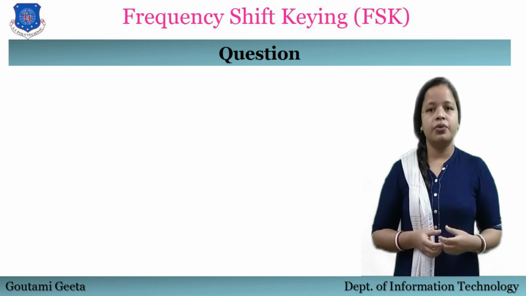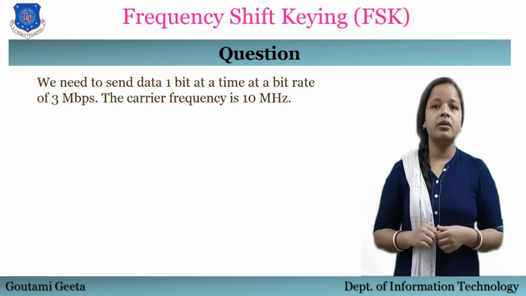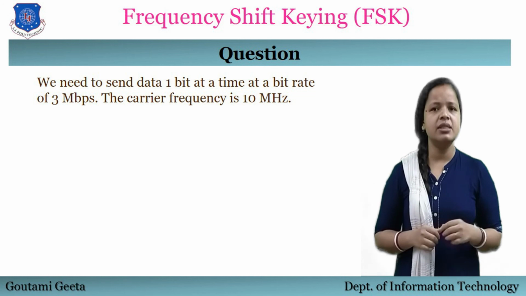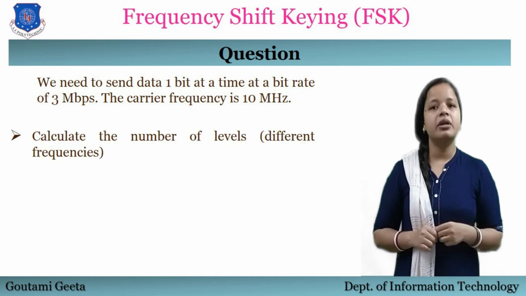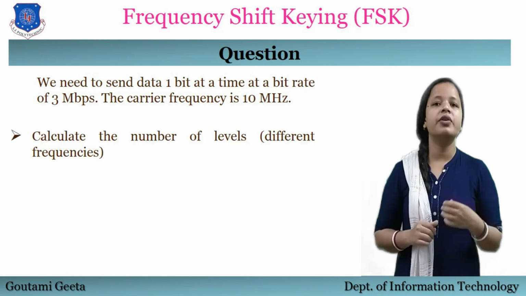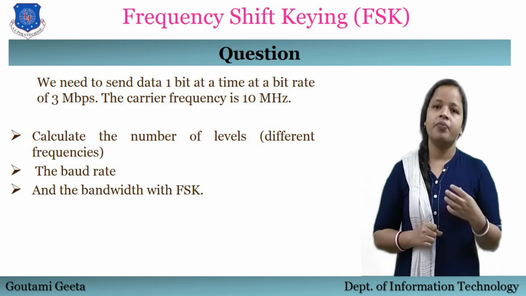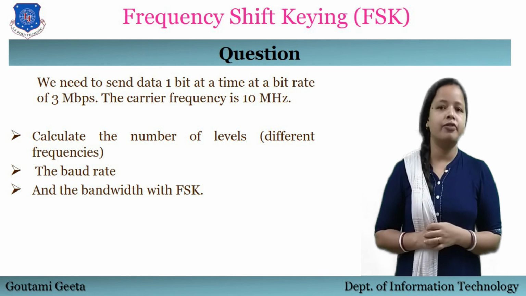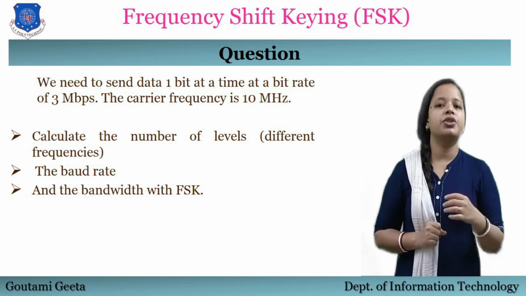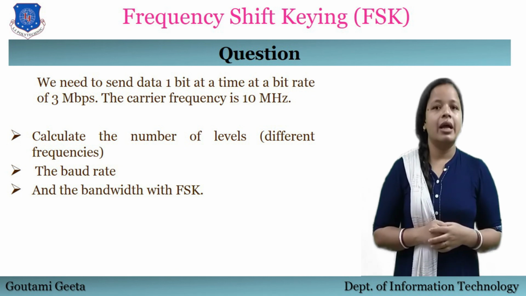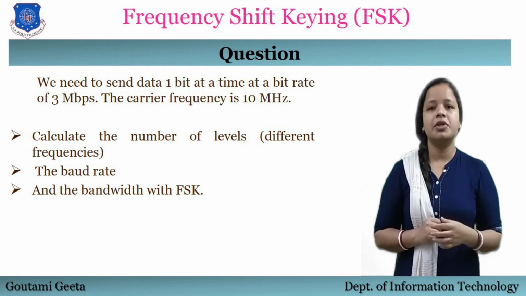Lastly, a question for you all. We need to send data 1 bit at a time at a bit rate of 3 Mbps. The carrier frequency is 10 MHz. Calculate the number of levels, that is different frequencies, the baud rate and the bandwidth with FSK. I think you all are capable of calculating and answering this question. So take a screenshot of this question, solve it and write your answers in the comment section.